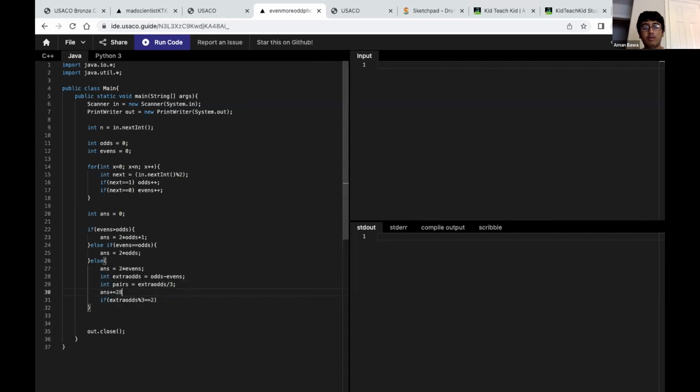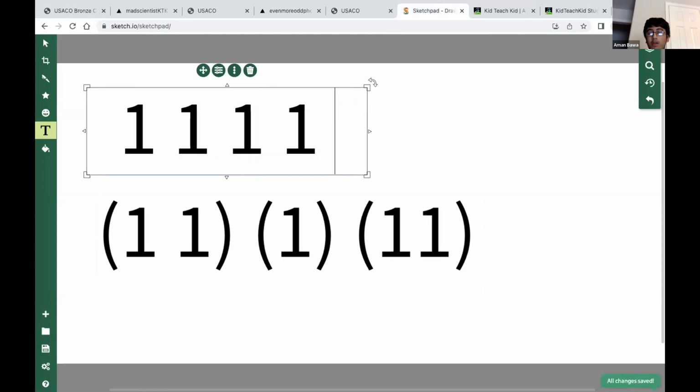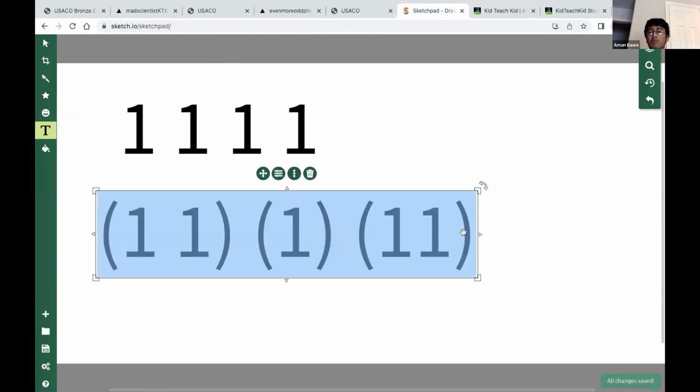So I'll add 2 times the number of pairs I have, because for each pair I have 2 groups. So if extra odds mod 3 is equal to 2, I can make another even group, so I can increase my answer. But if the extra cows that I have after I pair up all these even and odd groups, if I only had 1 extra odd cow, then I can't make an even group anymore.